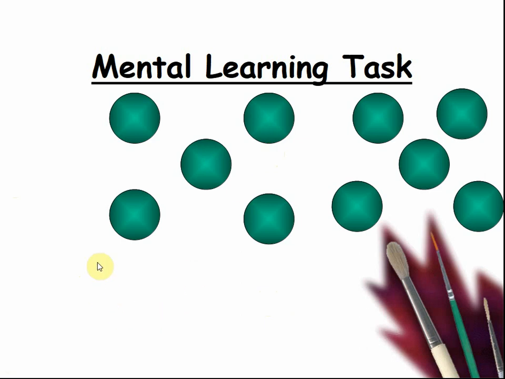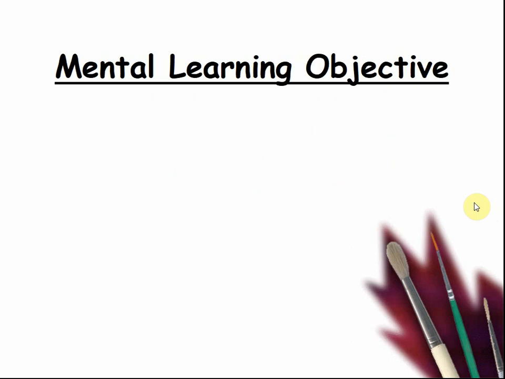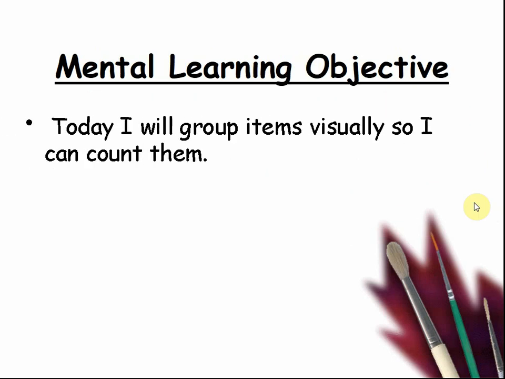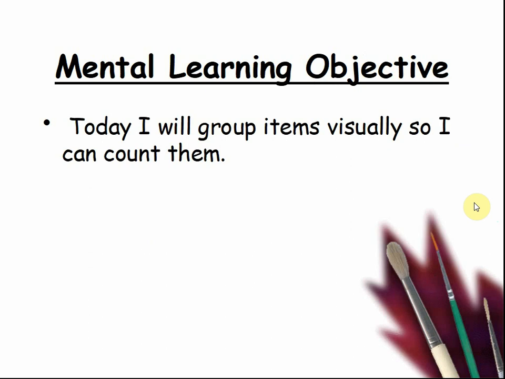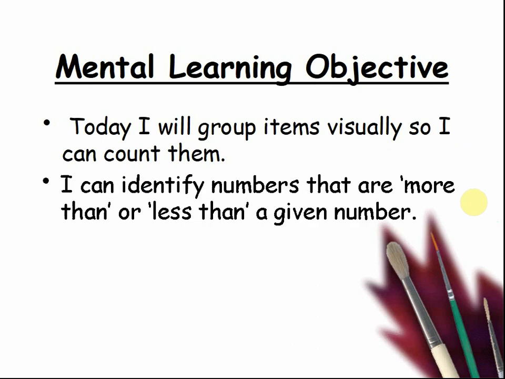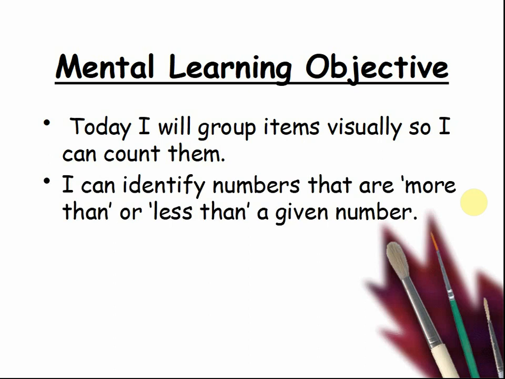This time we have loads of dots. Let's count. 1, 2, 3, 4, 5, 6, 7, 8, 9, 10. We have 10 dots this time. So if you have a 10, turn over your card. So everyone should have finished. Today I will group items visually so I can count them. I can identify numbers that are more than or less than a given number.